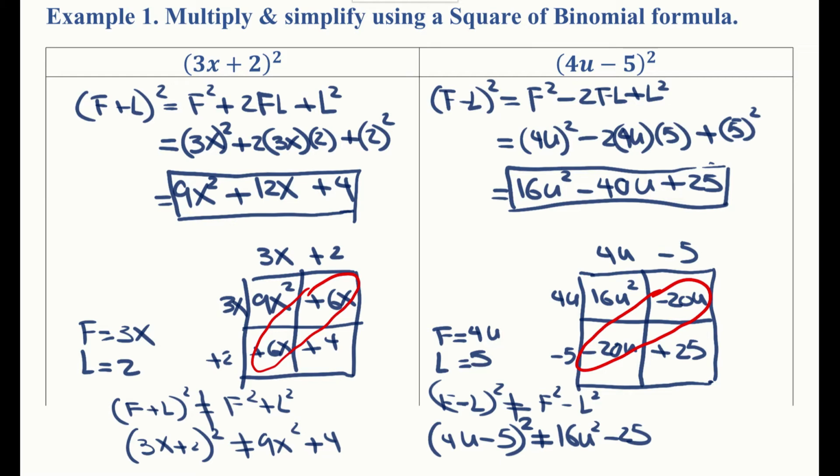Of course, the reason students do make these errors is because it actually does work for multiplication. If you have f times L squared, that is f squared times L squared, and if you have f divided by L squared, that also is f squared over L squared. So this is the reason why students want to carry this over to addition and subtraction, and of course that's where the problem lies. What works for multiplication and division does not always work for addition and subtraction. So be very, very careful regarding this common error.